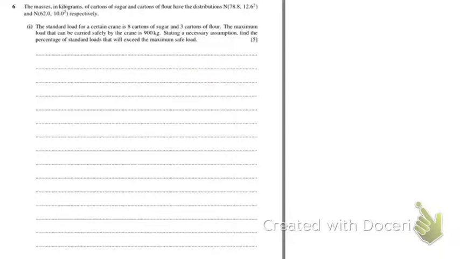Sugar follows a normal distribution with mu 78.8 and variance 12.6 squared, and flour follows a normal distribution with mu 62 and variance 10 squared. The standard load for a certain crane is 8 cartons of sugar and 3 cartons of flour. The maximum load that can be carried safely is 900 kg. Stating a necessary assumption, find the percentage of standard loads that will exceed the maximum safe load.